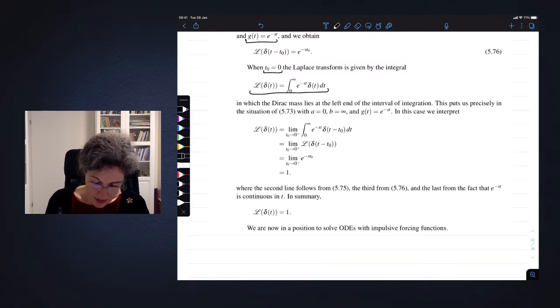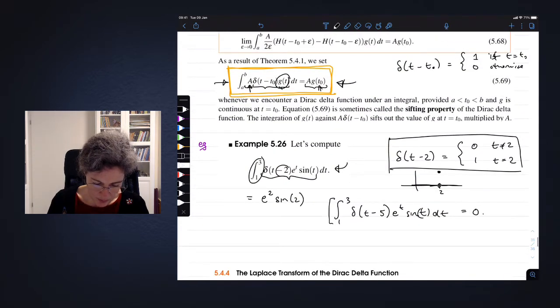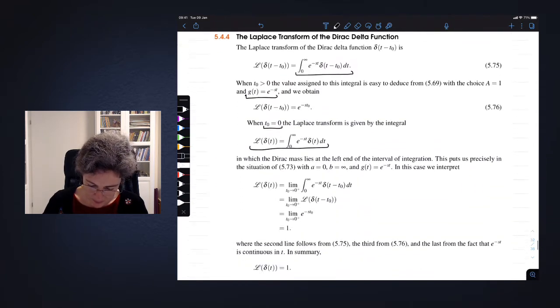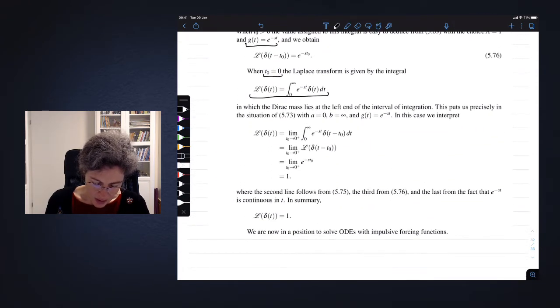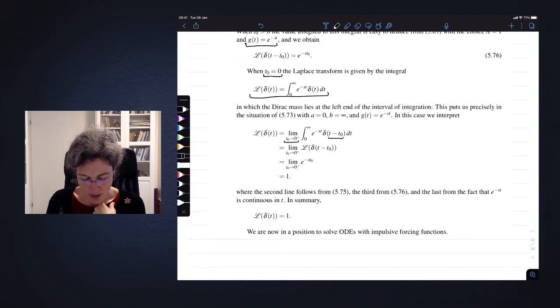So what happens in that case? So we have a is equal to 0 and b is equal to infinity, and g of t is equal to e to the minus st. So in terms of this over here. Now we need to think about what happens if we let t0 tend to 0 over here.